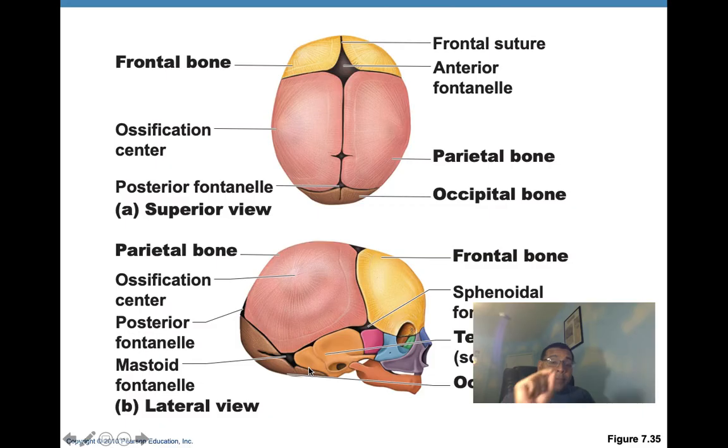So there's a reference basically to a structure here that's a mastoid, or in reference to that. I'd have to look that up.